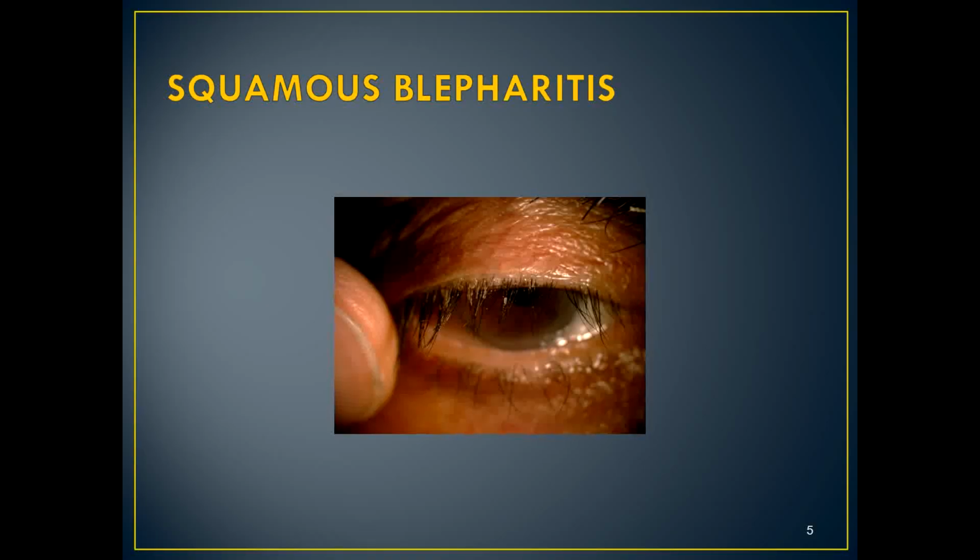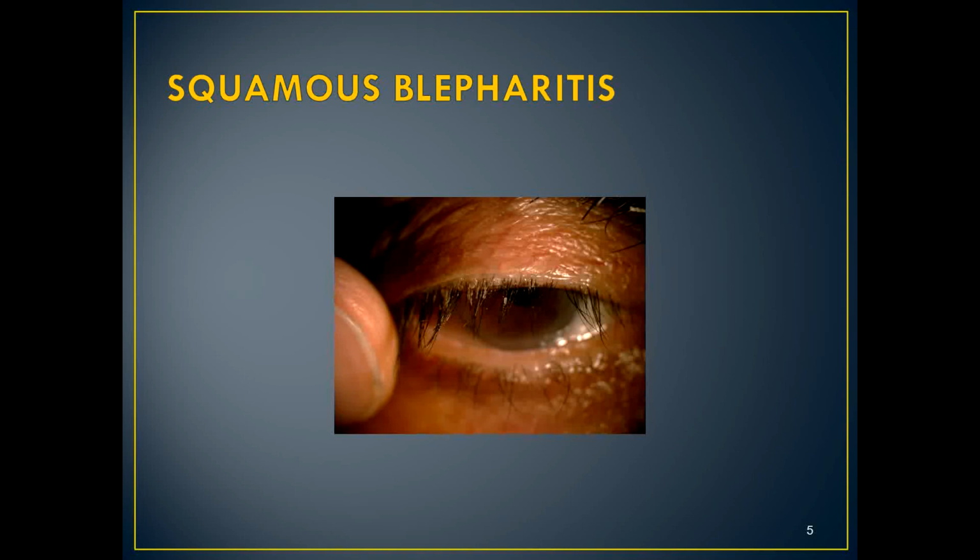In this diagram, you can see there are multiple scales at the base of eyelashes. Blepharitis is inflammation of the lid margin. There are two types of blepharitis, squamous blepharitis and ulcerative blepharitis. Squamous blepharitis is usually seen in the elderly. It is associated with skin diseases like seborrhea, and the patient has complaints of dandruff-like material deposits in the scalp, on the face, and other areas of the body.